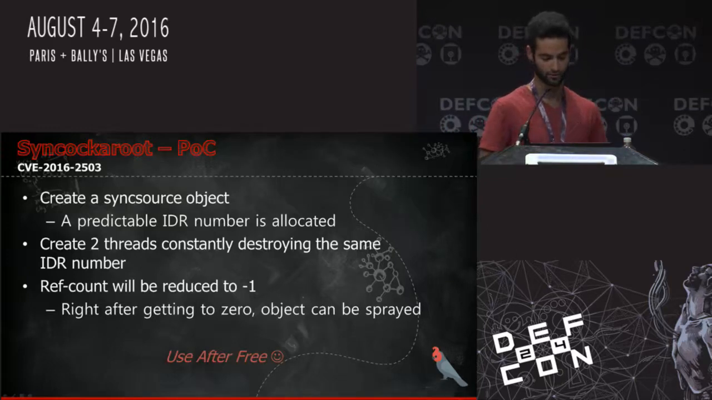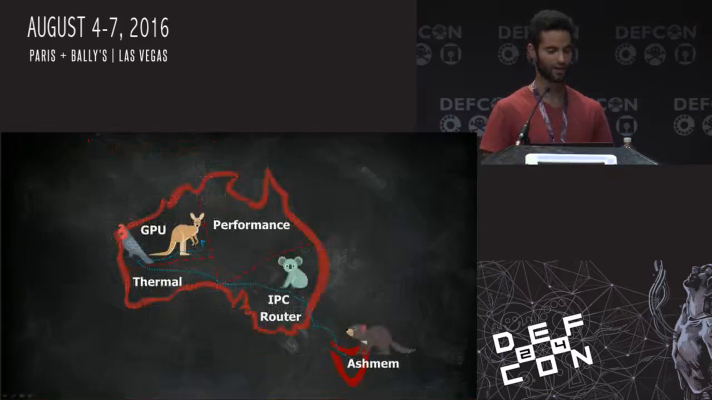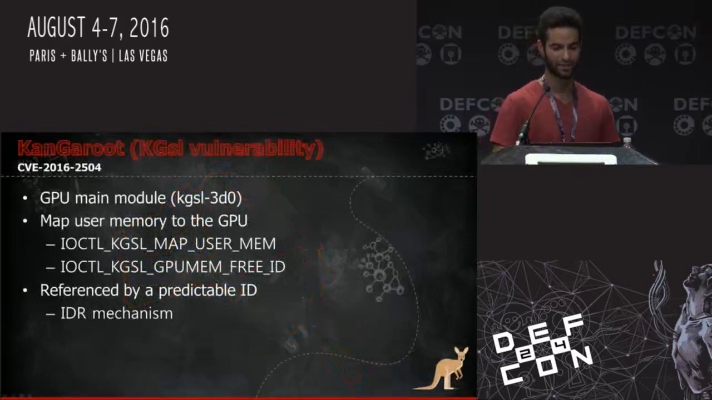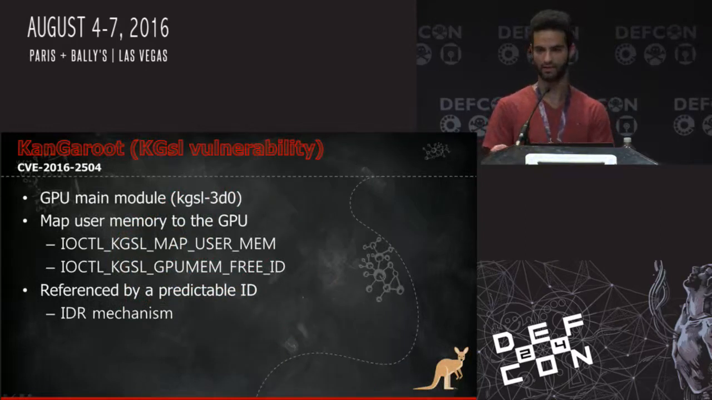So that was syncockaroot. Now, finally, kangaroot. So kangaroot is a vulnerability in the KGSL-3D0 mechanism. It's the wrapper between the user mode and the GPU.